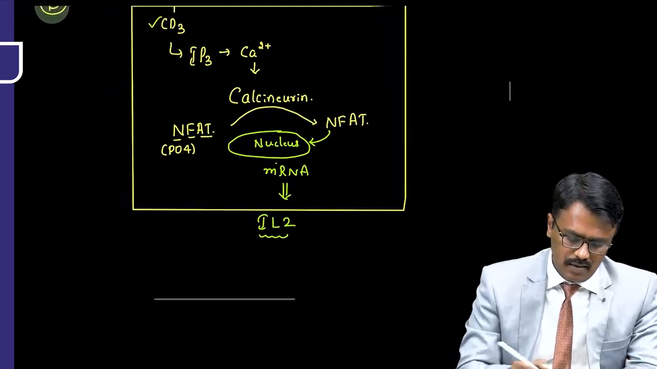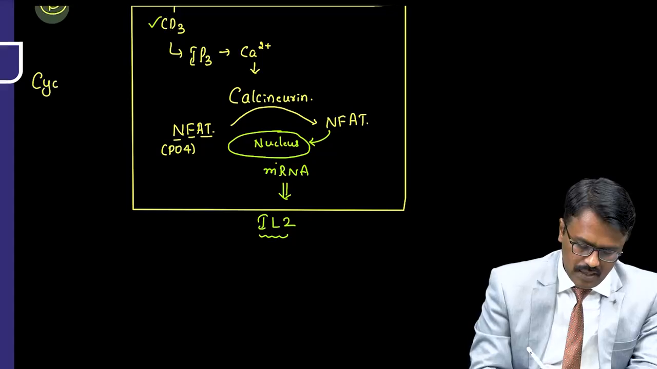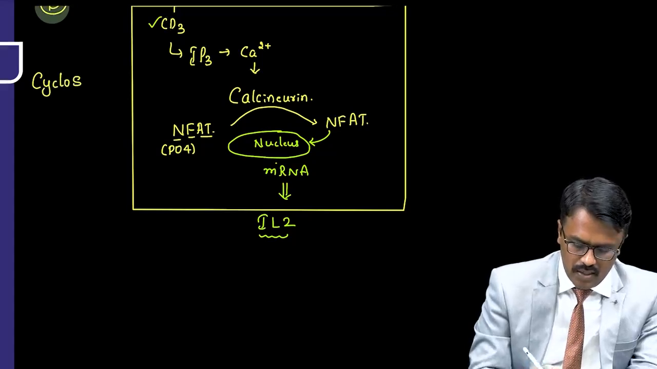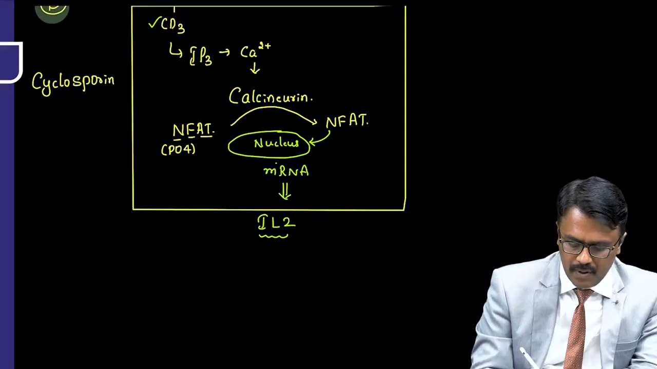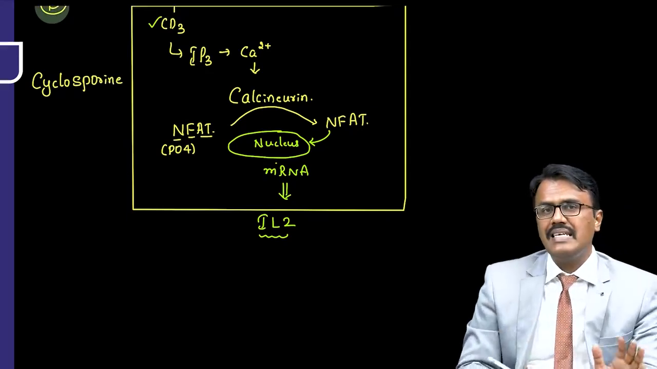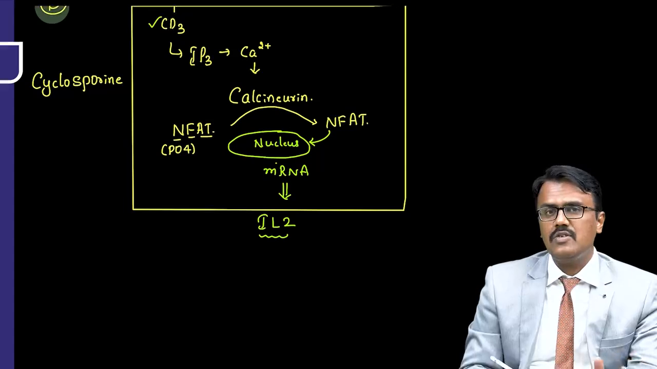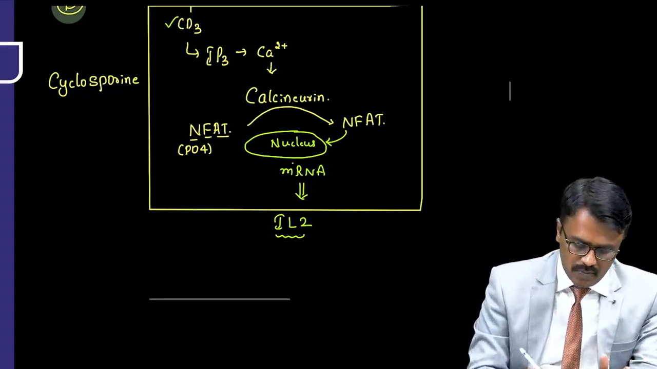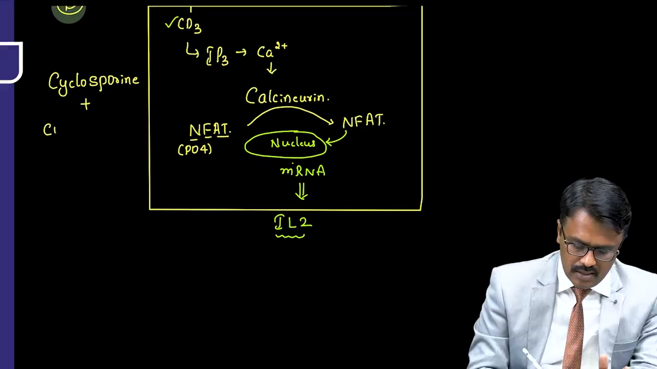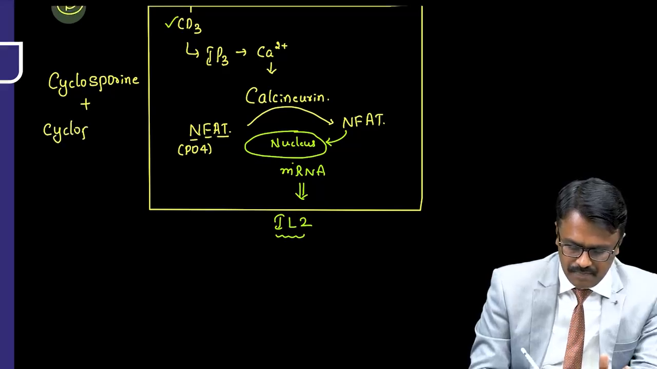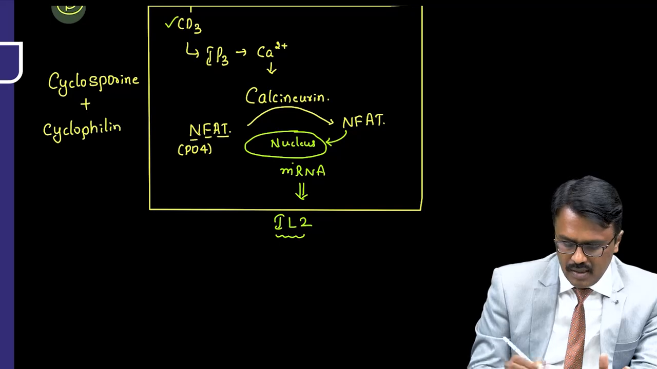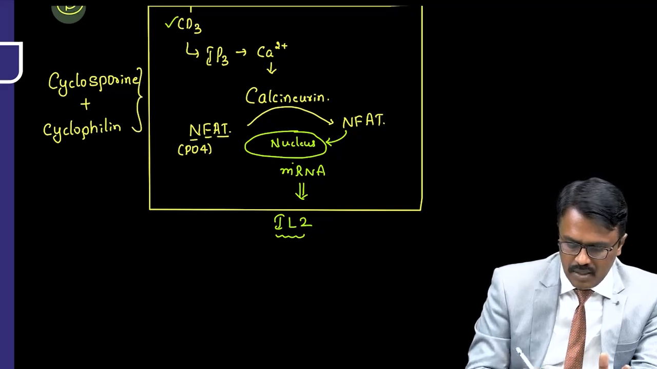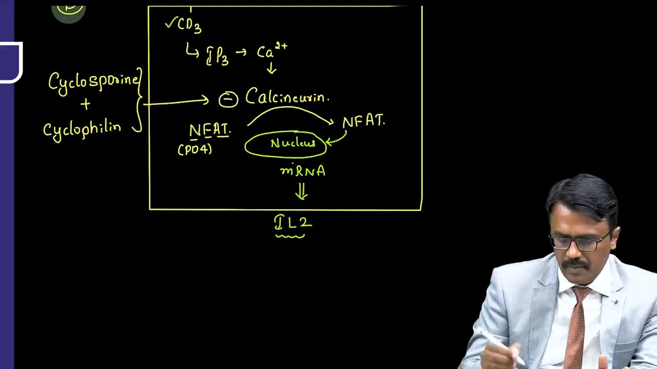So we have a drug called cyclosporin. Don't confuse this drug with cycloserine. It's a drug used in tuberculosis. Cyclosporin binds with cyclophilin, and by binding, this combination will block the calcineurin.